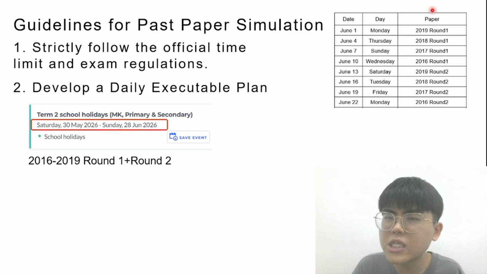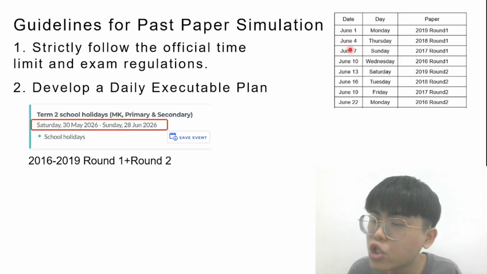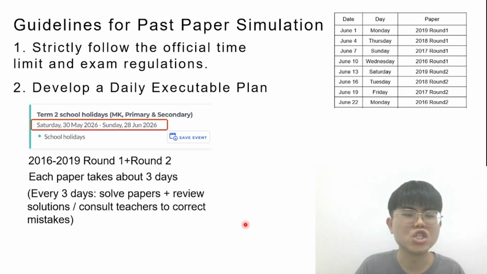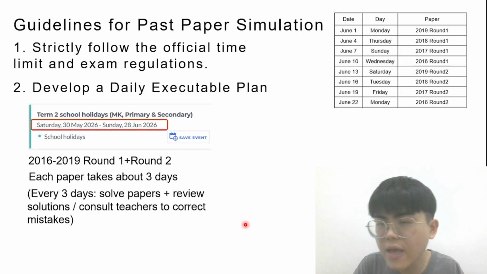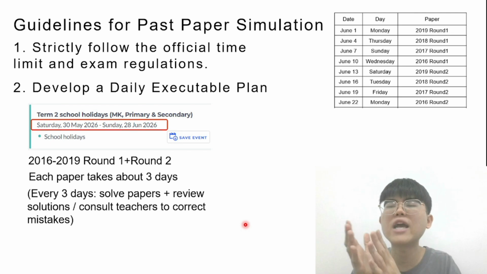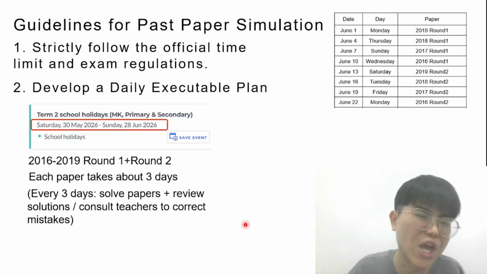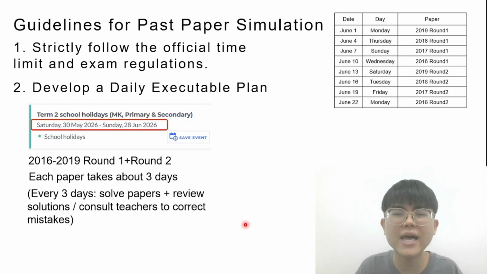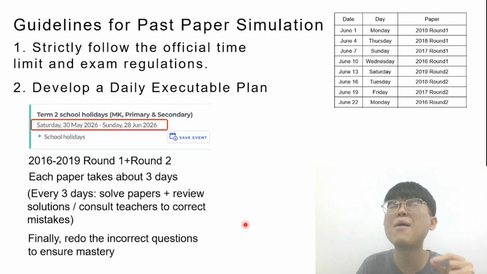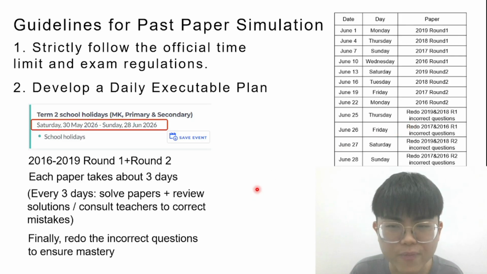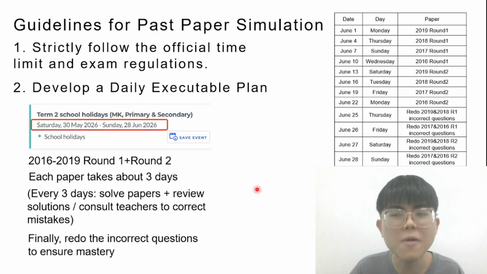So we say that we need to have the guideline for our past paper simulation. But you see, in our table right here, why do we need 3 days for one paper? Everyone, just now we also mentioned that we need to do the correction, right? So 3 days because we need to solve it, we need to review it, we need to try to do the correction. And just now we said that the correction method is we have to redo the question. So actually in our planning right here, we should also come up with some day we need to try to redo the question. So this is our executable plan.